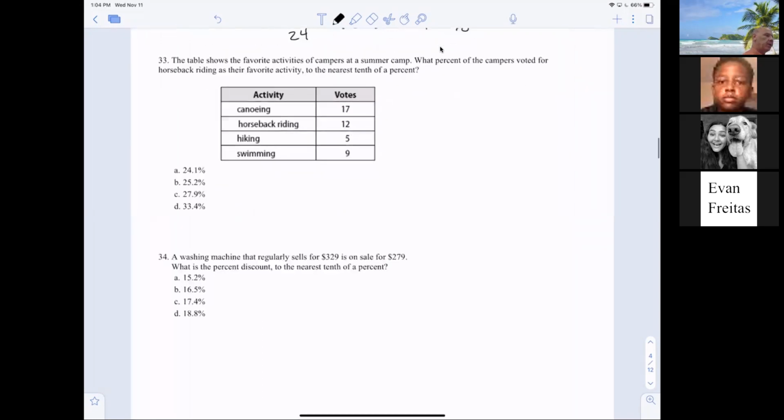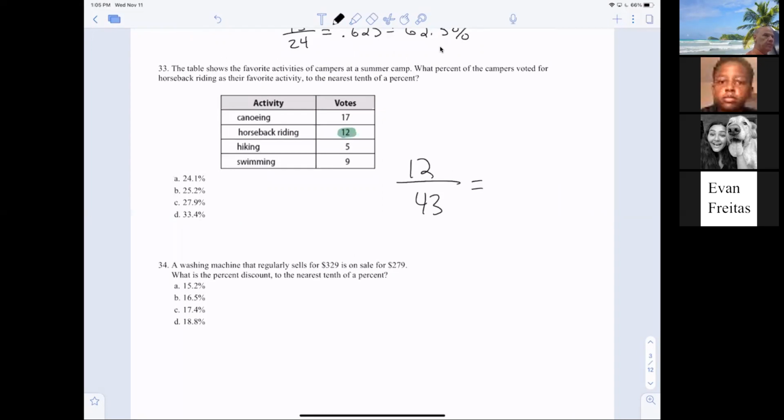All right, number 33. It says, what percent of the campers voted for horseback riding? So horseback is what? 12 out of, now you have to tell me how many is total though. 43. 43 altogether. And then divide that on your calculator and tell me what it is. 0.279. Oh, 0.27906. Good. So then what percentage is that? Yeah, 27.9%. All right, that was 33.